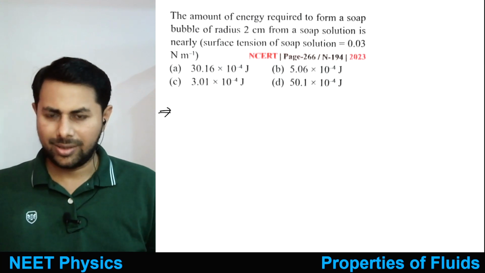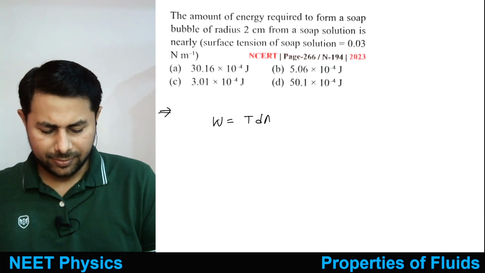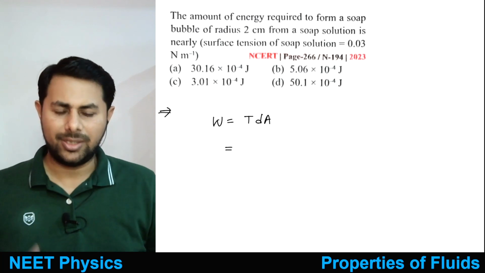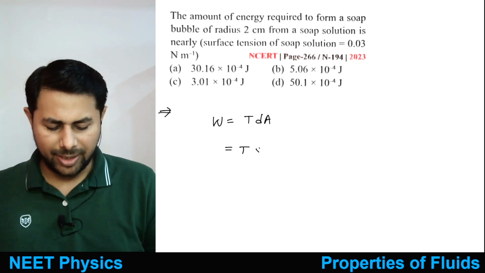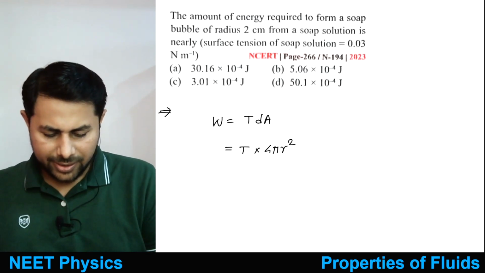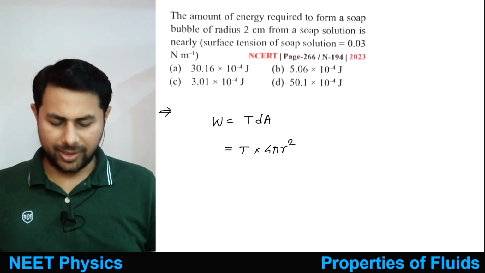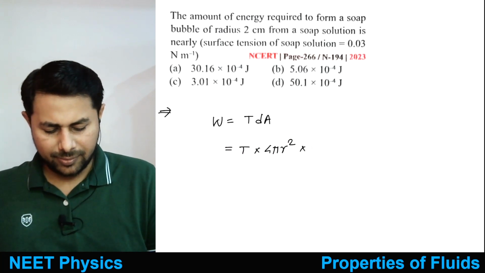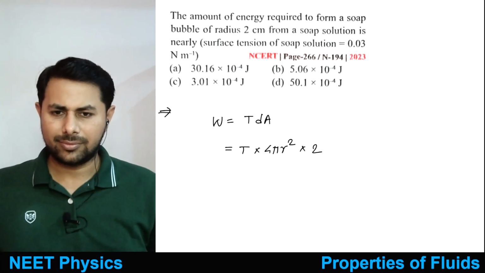So what would be the energy, or the work done? Work done is just equal to T times dA. Initially there was no surface area, now there is some surface area, so that is surface tension multiplied by 4 pi r square. But this is a bubble, and a bubble means there will be two free surfaces, so you need to multiply this by 2. This thing is clear? Okay, it's option C.